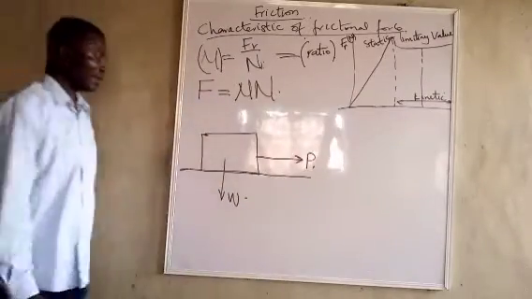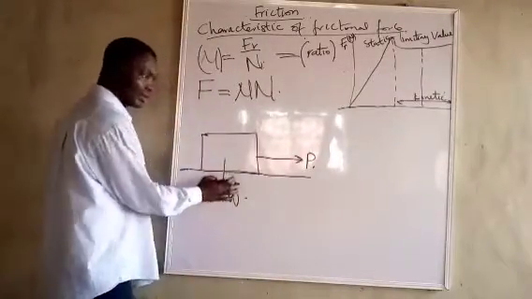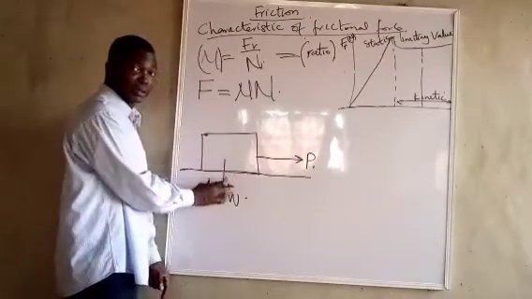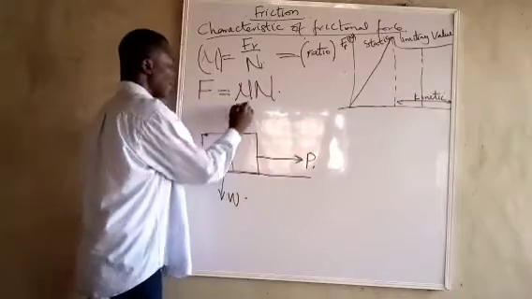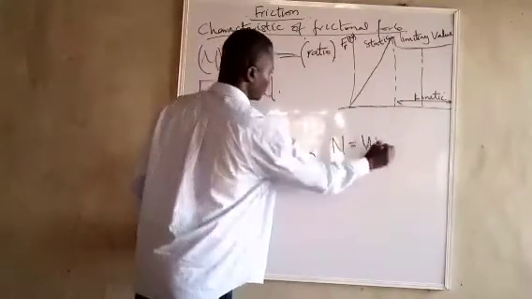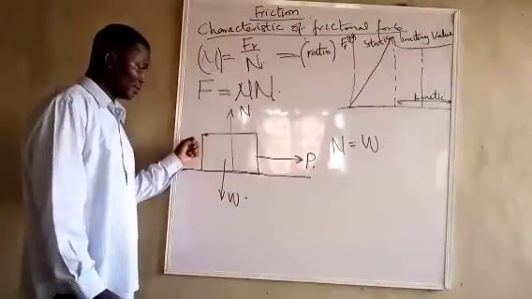As you see, the normal reaction in this instance goes like this, and this one goes like this. It does not affect anything. It doesn't give a component to this one because it is perpendicular to this. Are you getting me, please? It is perpendicular to this. So in this instance, N equals W. Please take note of that. Very important. This must be gotten.